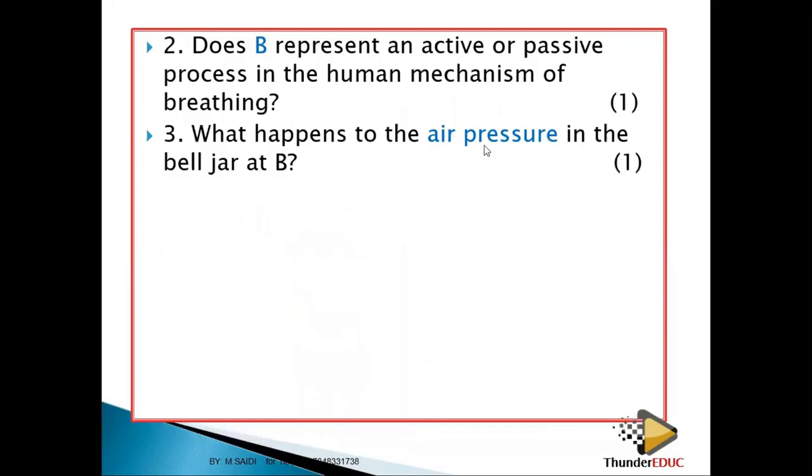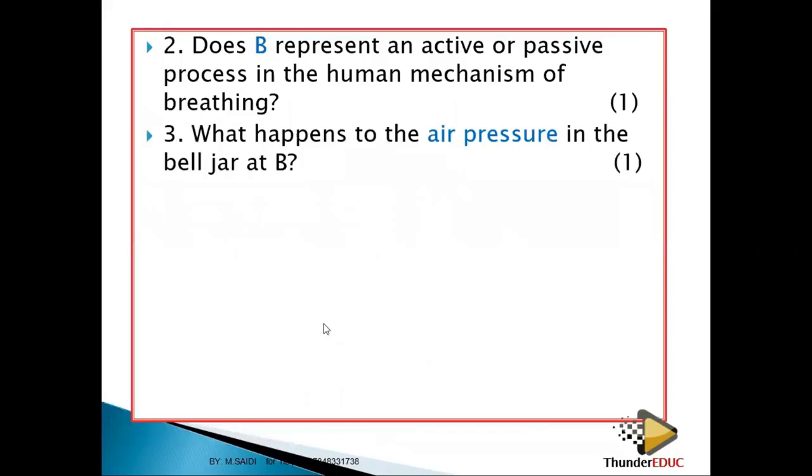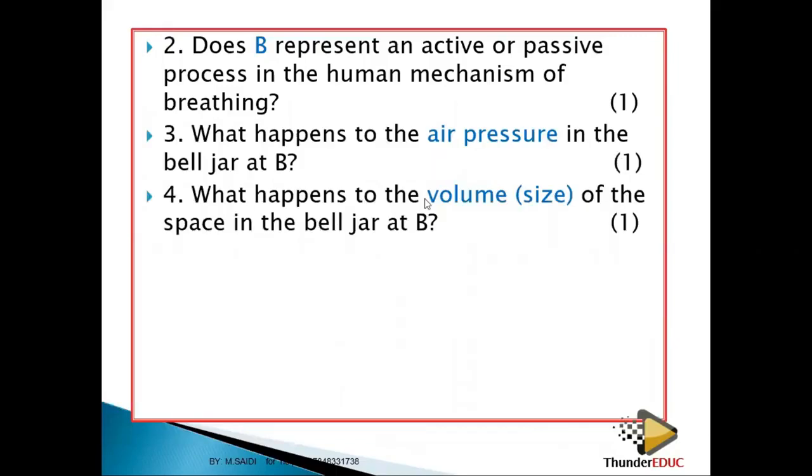What happens to the air pressure in the bell jar at B? The air pressure inside here is reduced because the volume has been increased. When you put it down, the volume increases. When the volume increases, the pressure reduces. Therefore, the air pressure inside reduces while the air pressure outside is greater than the air pressure inside. So the answer is the air pressure reduces.